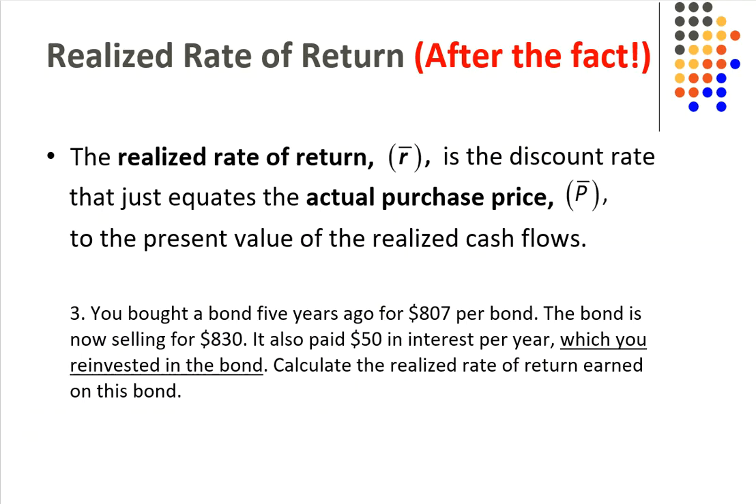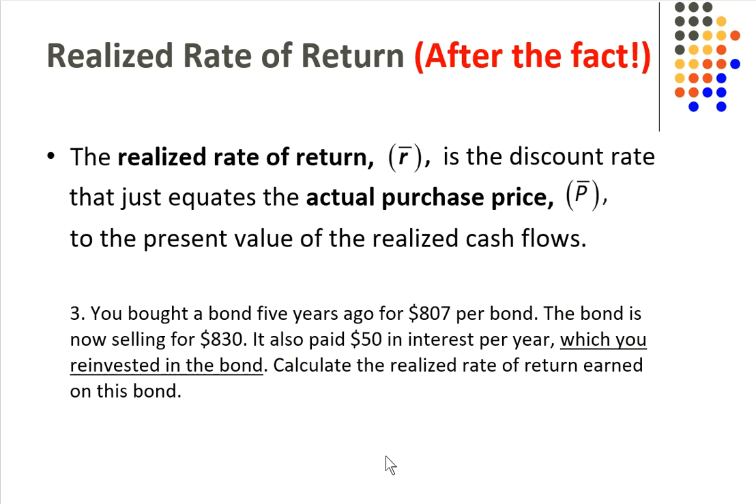Finally, let's take a look at our realized rate of return. It's the after-the-fact rate of return. What did we actually earn on our bond investment? Assume we bought a bond 5 years ago for $850, and it's now selling for $830, and it had a $50 coupon, which we reinvested. And again, that's sort of our internal rate of return assumption.